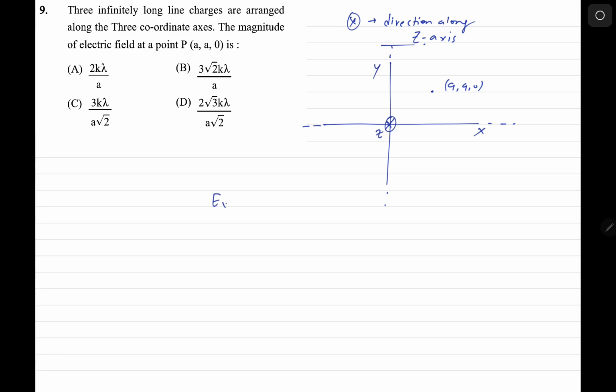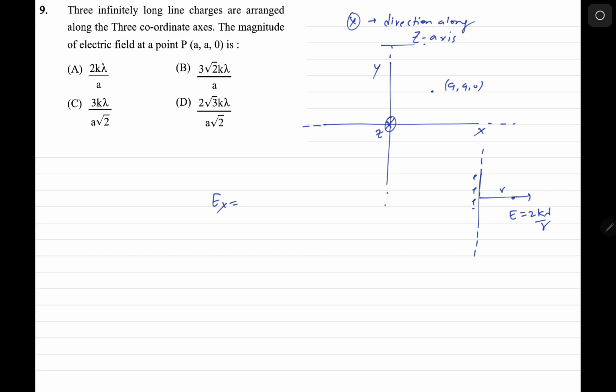So electric field due to x, we know the formula first. Electric field due to an infinite wire is 2kλ/r, and the direction is perpendicular to the wire length. So the electric field, this is positive anyway, will be in this direction, and that is 2kλ/r. So this formula we are going to use here.